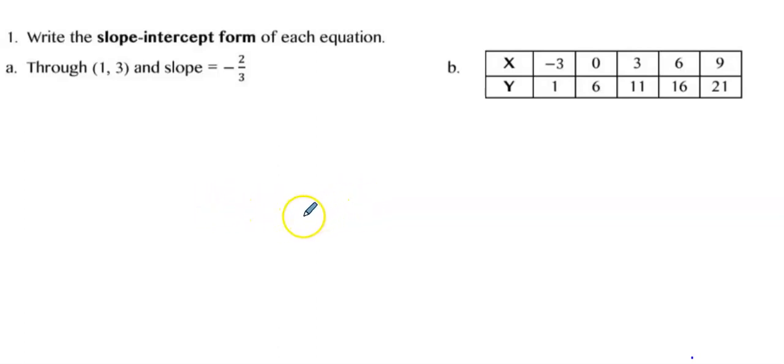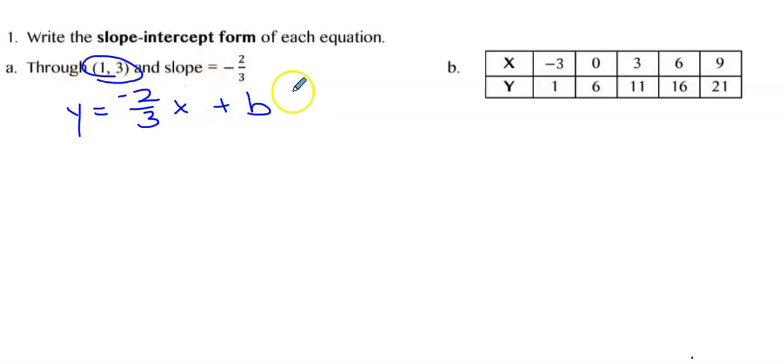Okay, so let's start with number 1. Number 1 says write the slope-intercept form of each equation, and 1a says that it's a line, of course. The line goes through (1, 3), and the slope is negative 2/3. So what I know then is y equals negative 2/3 x plus b. I don't have the y-intercept here, so what I have to do is use this ordered pair and plug in the 3 for the y, and the 1 for the x, and then find b, because that'll be my only unknown at that point.